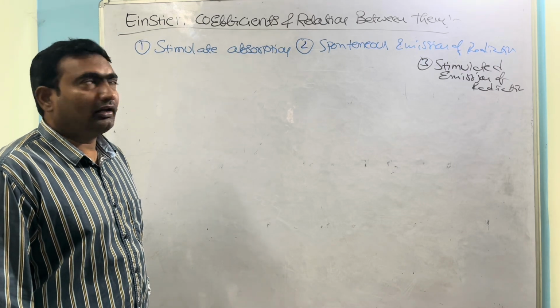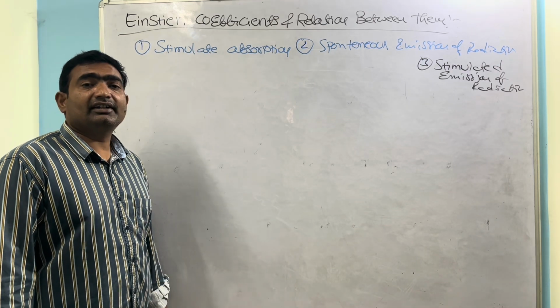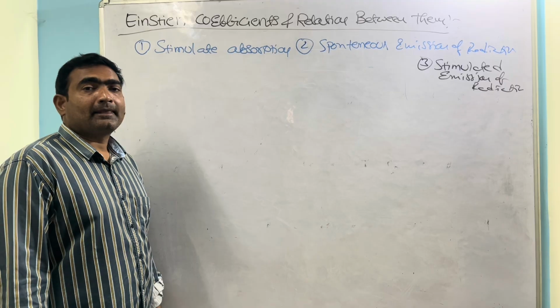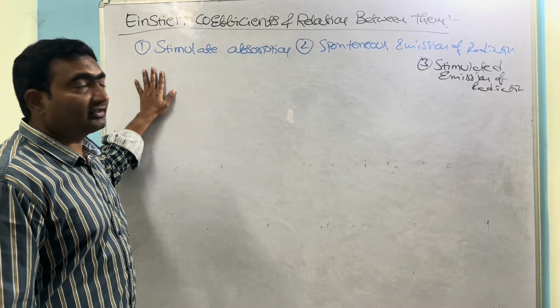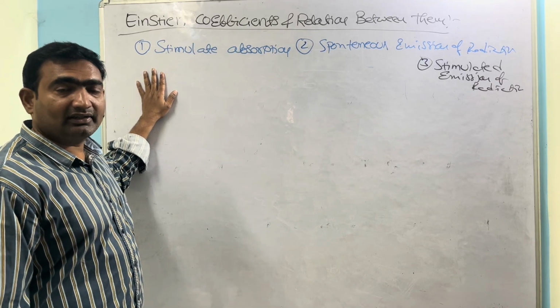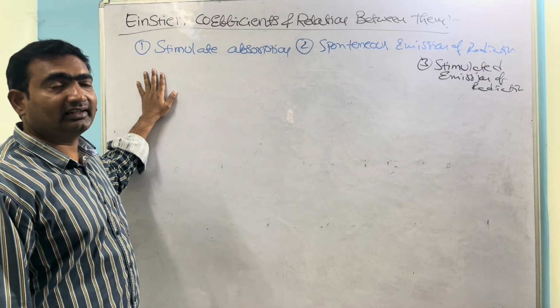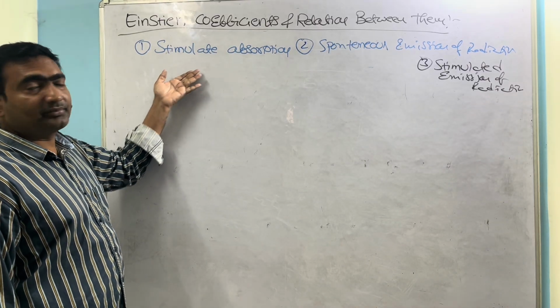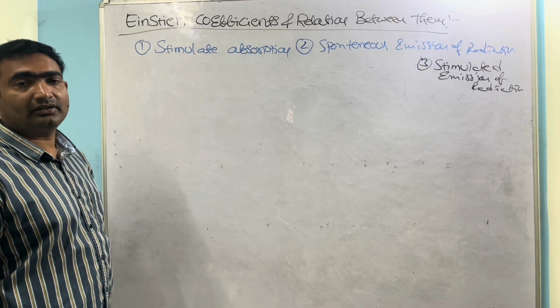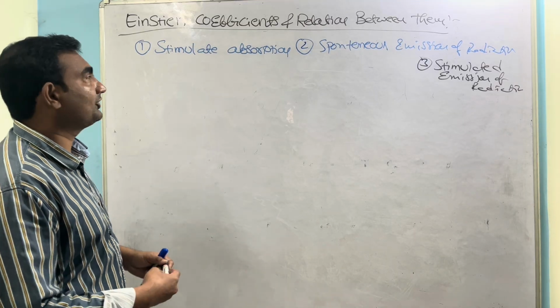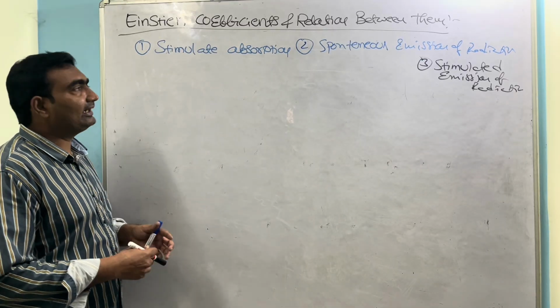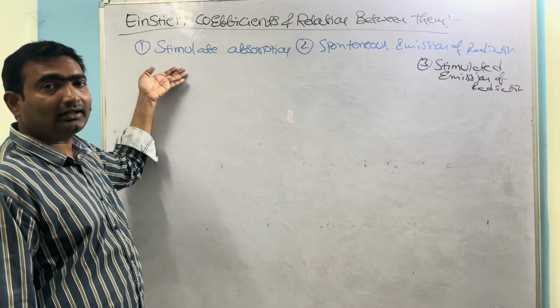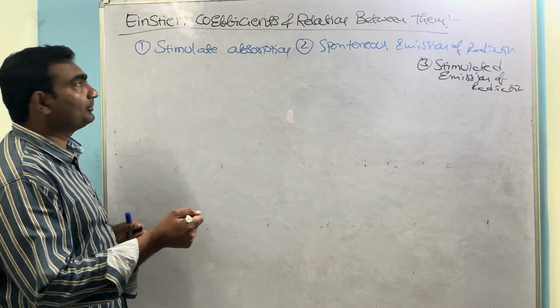Welcome to a session on Einstein coefficients and relation among them. To understand the concept of Einstein coefficients, we have to understand the three basic processes in lasers. Those are stimulated absorption, spontaneous emission, and stimulated emission of radiation. First, let us have an idea about what is absorption or stimulated absorption.